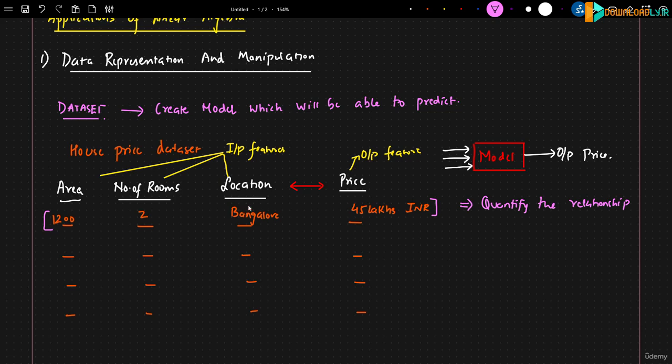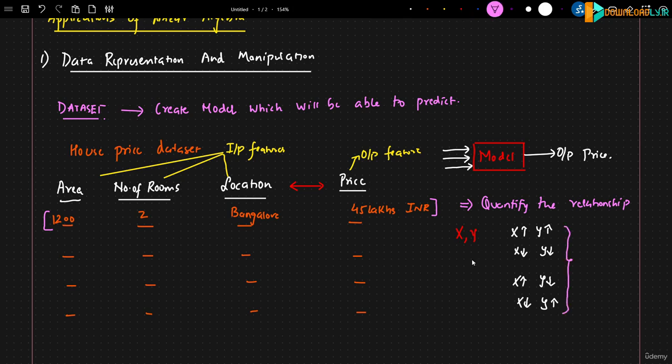And whenever we say quantifying the relationship, I'm just considering that, let's say I have X and Y features, I will be able to understand if X is increasing, whether Y is increasing or not. If X is decreasing, whether Y is decreasing or not. Or if X is increasing, whether Y is decreasing, or if X is decreasing, whether Y is increasing, right? So this relationship, it will be able to quantify.